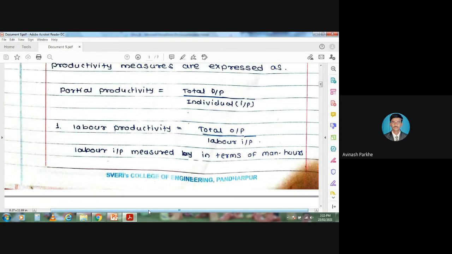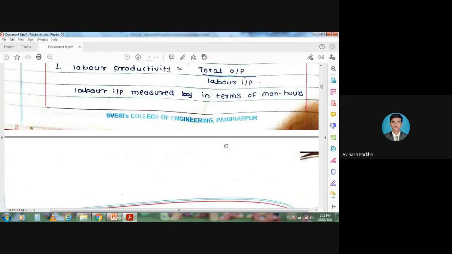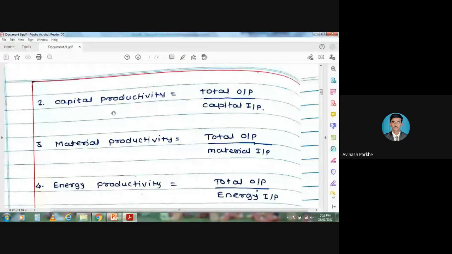Total productivity is equal to total output upon total input, but partial productivity is equal to total output upon individual input. Out of the many input parameters, first I have selected labor: labor productivity is equal to total output upon labor input. Labor input can be measured in the number of hours the laborers work. Similarly, capital productivity is also a partial productivity: total output upon individual input, where the individual input is capital. Therefore, capital productivity is equal to total output upon capital input.